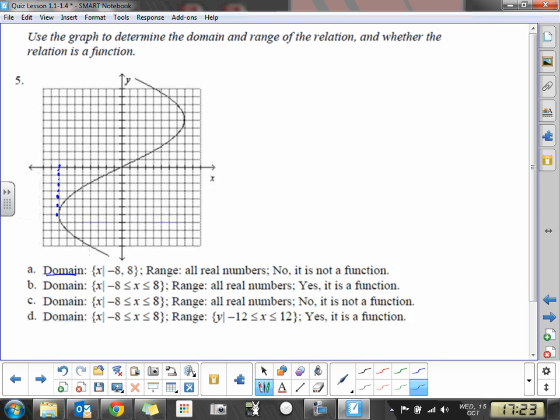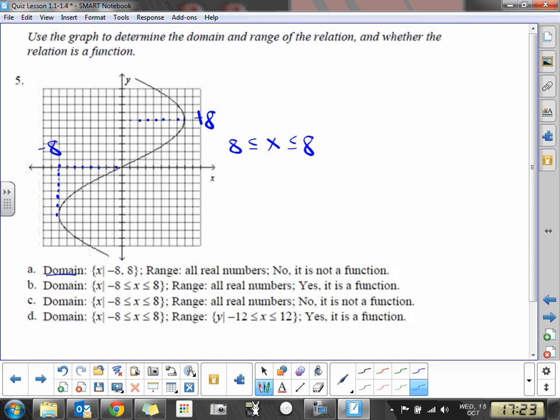So I've got to count those. It's 1, 2, 3, 4, 5, 6, 7, 8. It never goes to the left of a -8, so it's got to be from a -8. And the farthest right it goes is over here. 1, 2, 3, 4, 5, 6, 7, 8. So +8. So the x's go between a -8 and an 8.